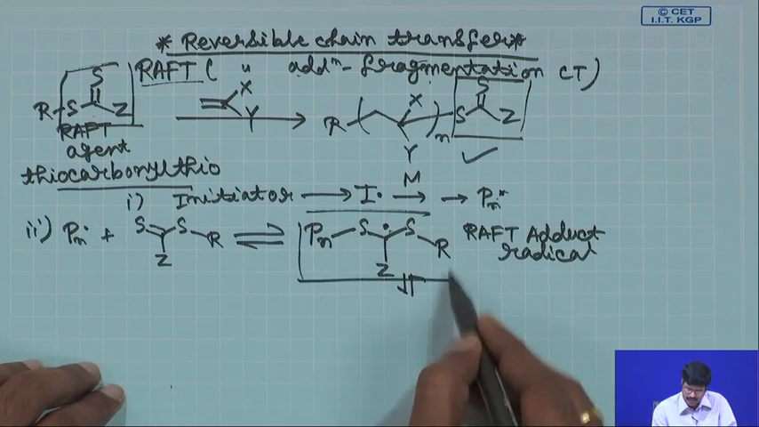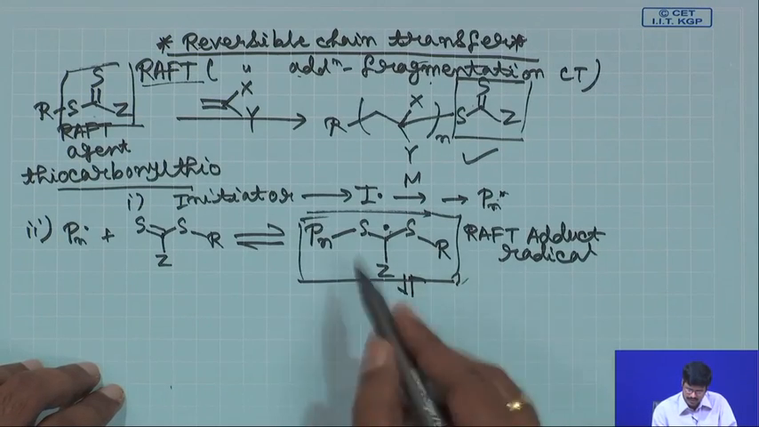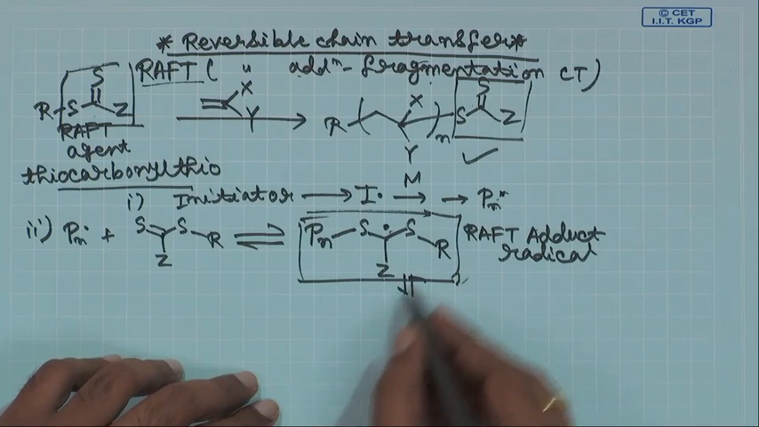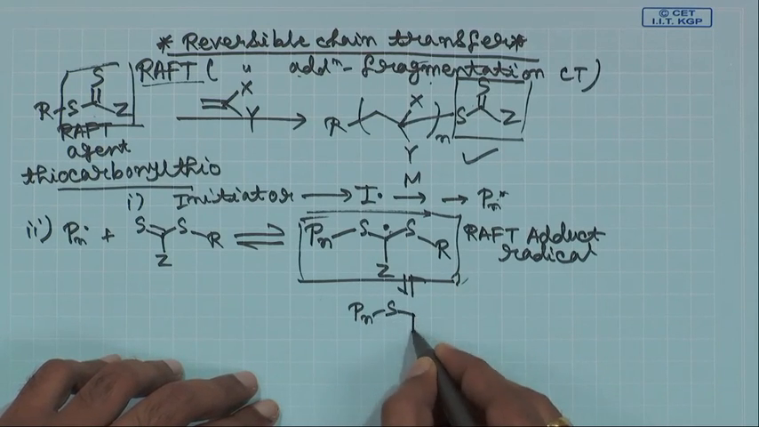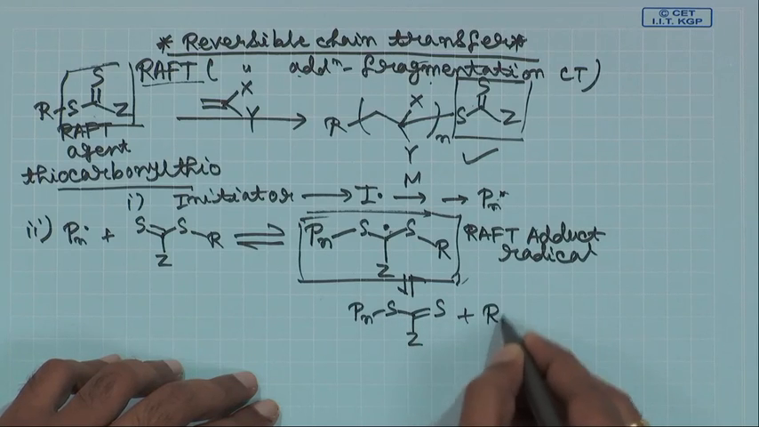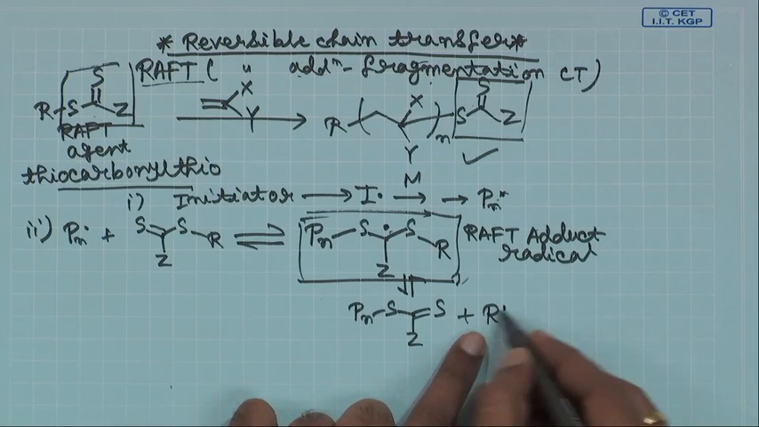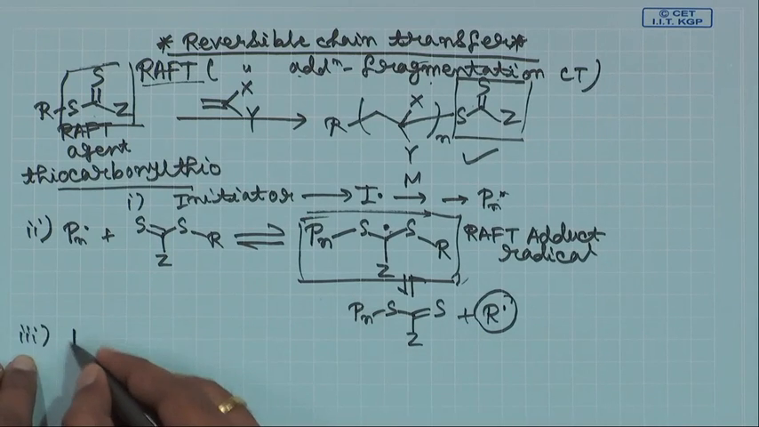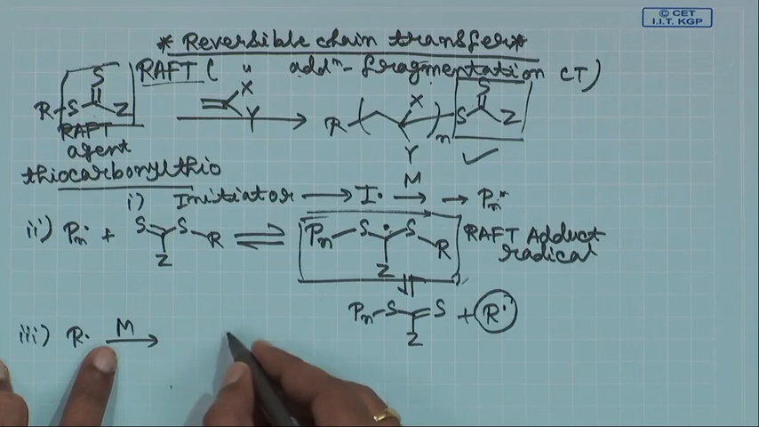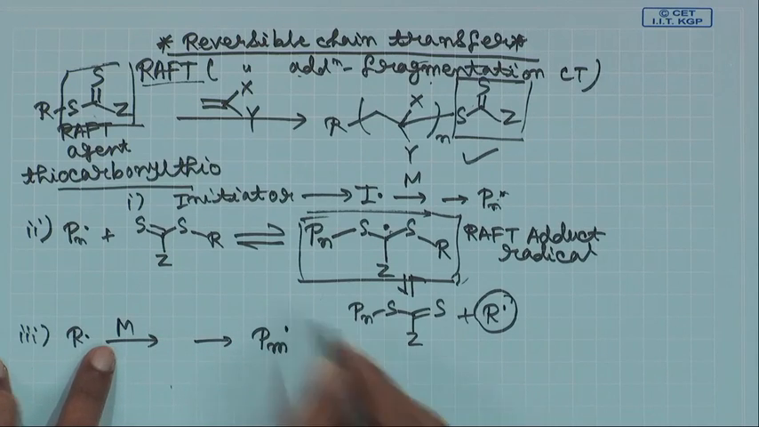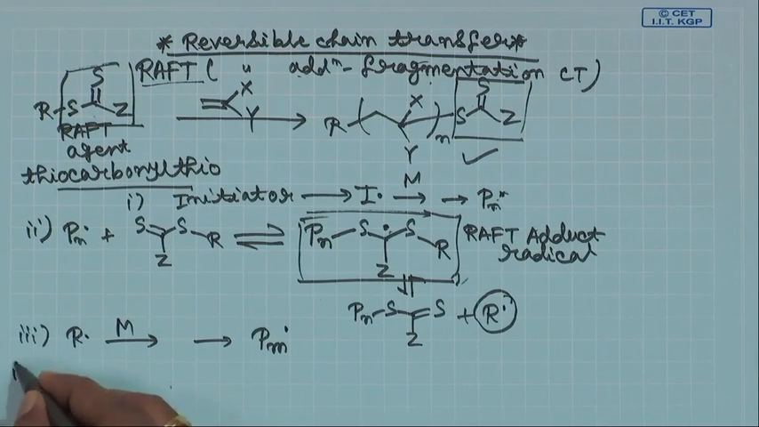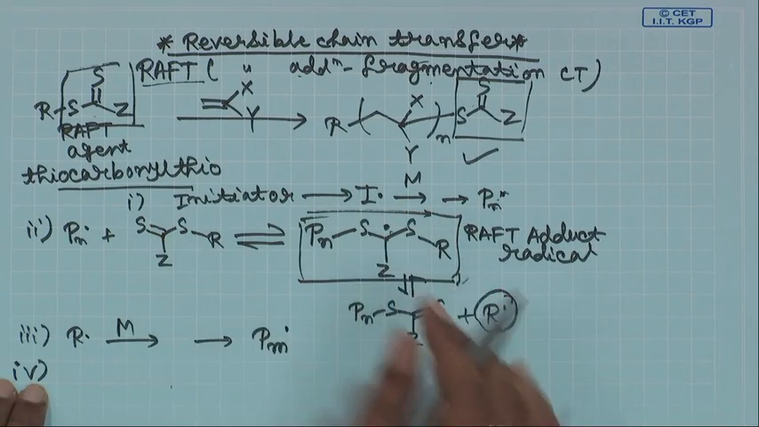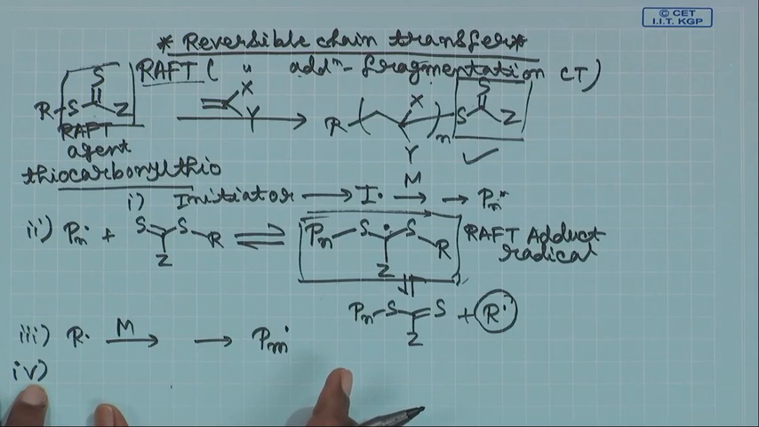So, this is a stable enough radical, so that it will not initiate the polymerization, and what it can do is that it can decompose in this way, P n S Z double bond S, and R dot. Now, this R dot is the reinitiating species. So, in the reinitiation process, this R dot could again initiate your monomer, and it can create say a polymer chain P m dot. Now, in the fourth stage, this is the main chain equilibration step. So, this is pre-equilibration and this is the main chain equilibration step here.